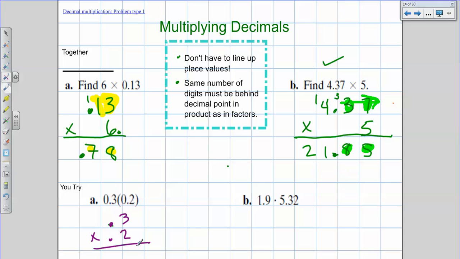All right, answers here. I'm going to have 6, and I've got 2 numbers behind my decimal point, so I'm going to need to have 2 numbers behind my decimal point, so my final answer is going to be 6 hundredths here. Okay, for this one, I'm going to have 5.32.